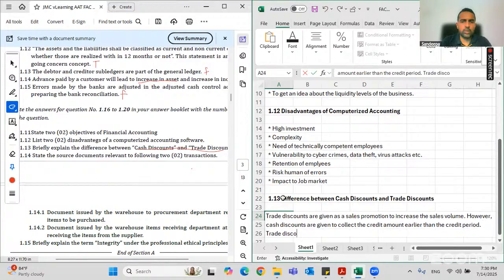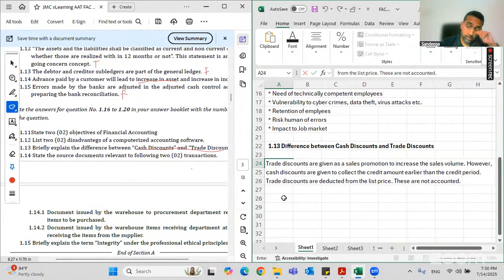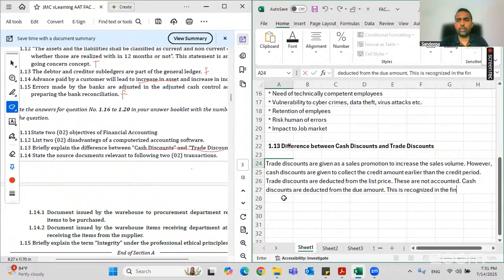Trade discounts are deducted from the list price. These are not counted. Cash discounts are deducted from the due amount. This is recognized in the financial statements.